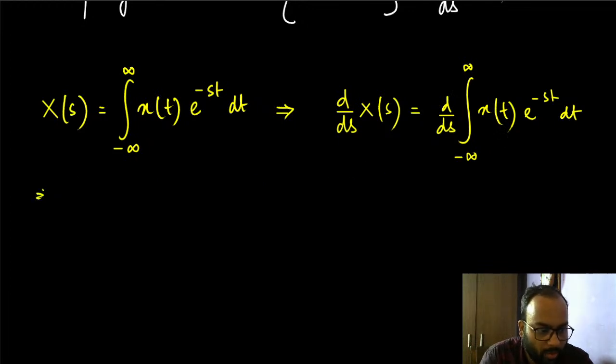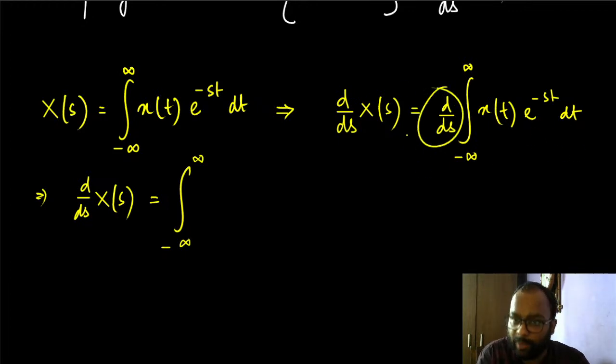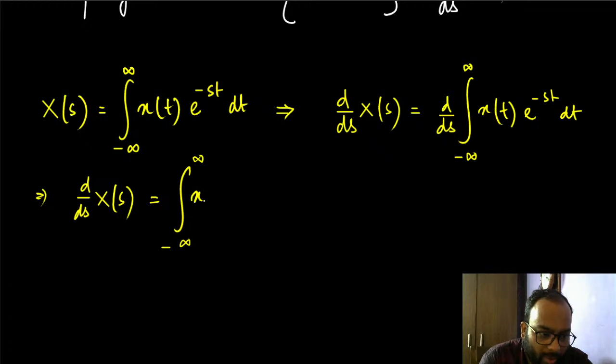So what we have is that the derivative of X(s) is going to be this integration from negative infinity to positive infinity of the derivative of this whole thing. But since x(t) is irrespective of s and this is also irrespective of s, the derivative is not going to affect any of those quantities. It is only going to affect this quantity because the derivative is happening with respect to s. So I'm going to have x(t) and the derivative of this quantity. Of course the derivative of that quantity is going to be minus t.